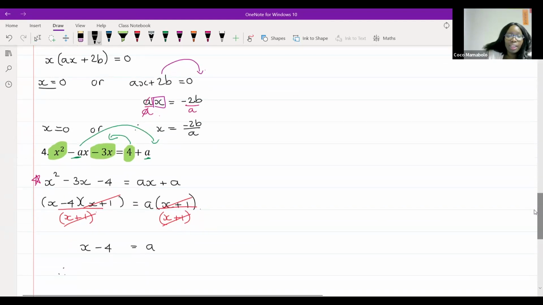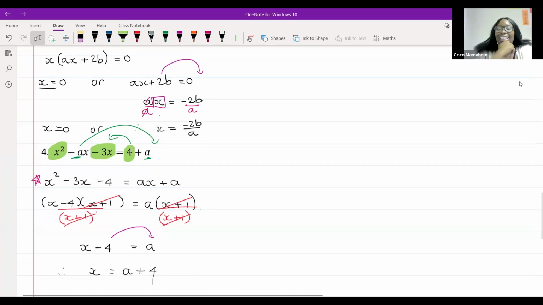Therefore, x is equal to, I will take the negative 4 over to the other side. x is equal to a plus 4. Who would have thought? Who would have thunk it, guys? How was that? How are we feeling about that?